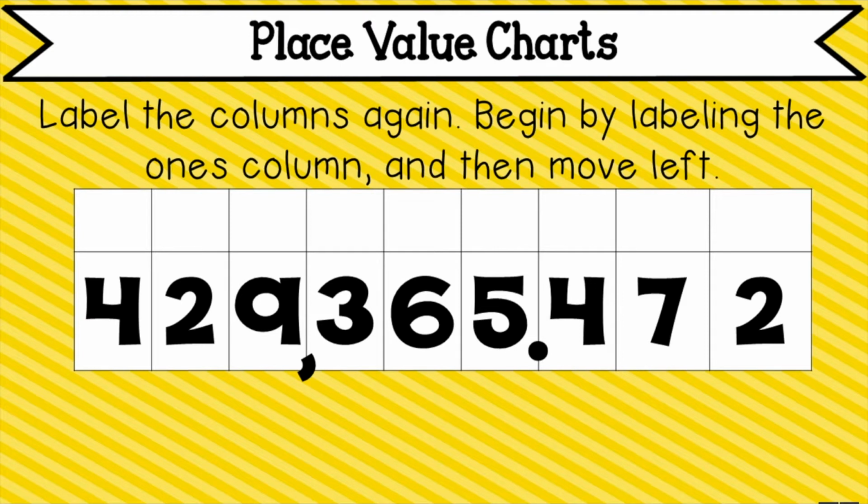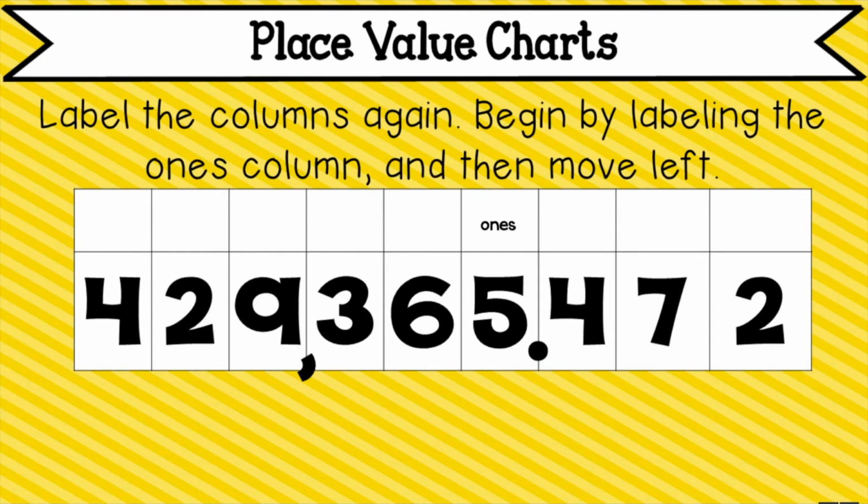So label the columns again, begin by labeling the ones column and then move left. All right, so this you are actually going to do on your companion sheet, your worksheet. So go ahead and check out the section under place value charts, and you are going to write this on your worksheet. Now remember, you can pause this video, you can rewind it if you need to, but make sure you are labeling on your worksheet, okay?